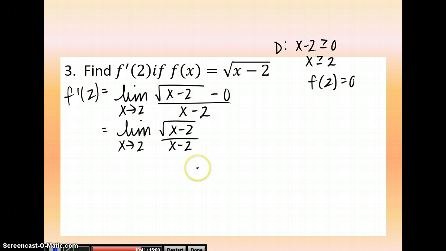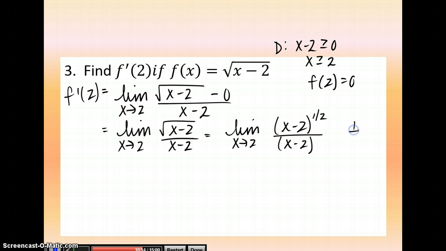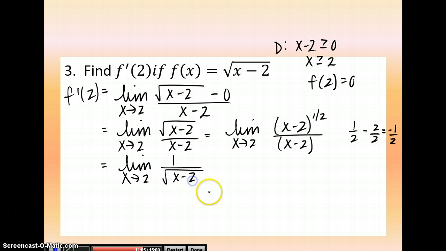Now we can use the same technique here. You don't have to rationalize, although you could, but we have like bases. x minus 2 to the 1/2 power divided by x minus 2. Dividing like bases, subtract my exponents. So 1/2 minus 1 gives me a negative 1/2. So this becomes the limit as x approaches 2 of 1 over the square root of x minus 2. Again, direct substitution gives us number over 0, so this limit does not exist.